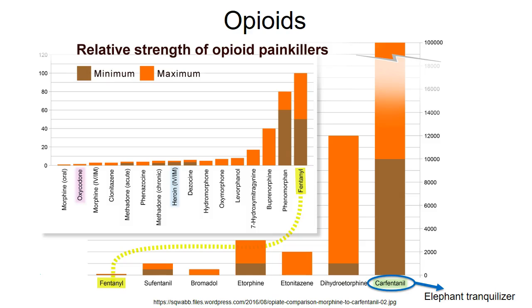So this is a fold increase. So it's normalized, like I said, for morphine as being 1. So it's fold strength.